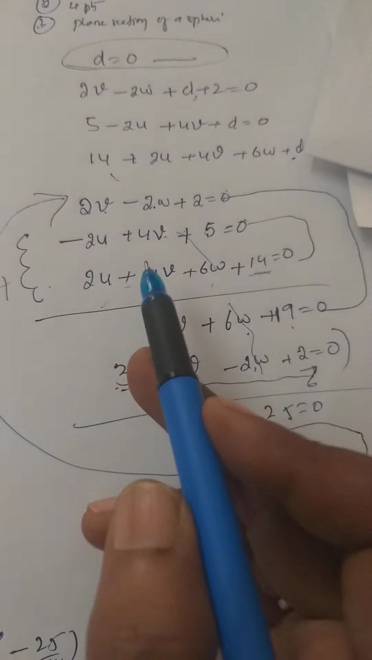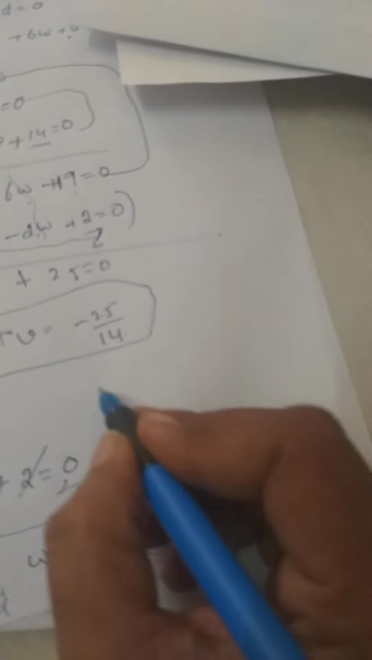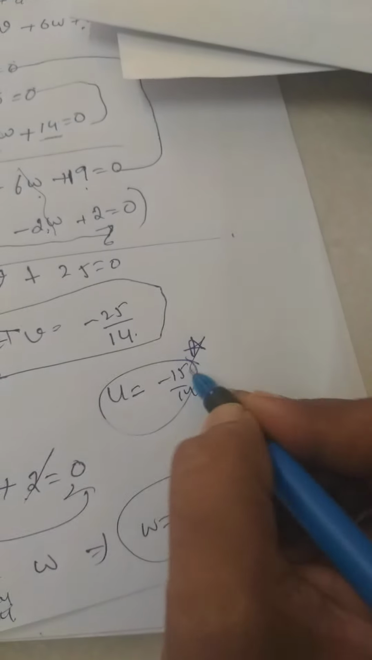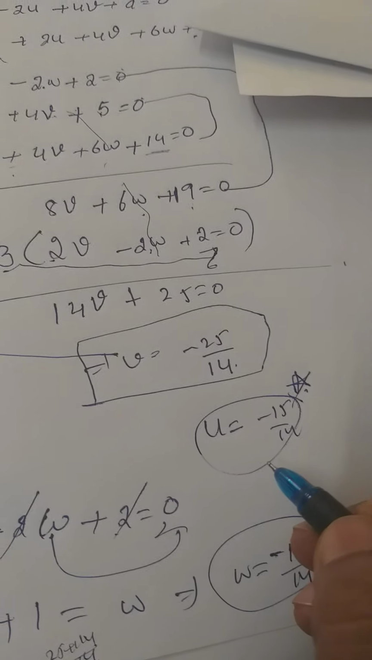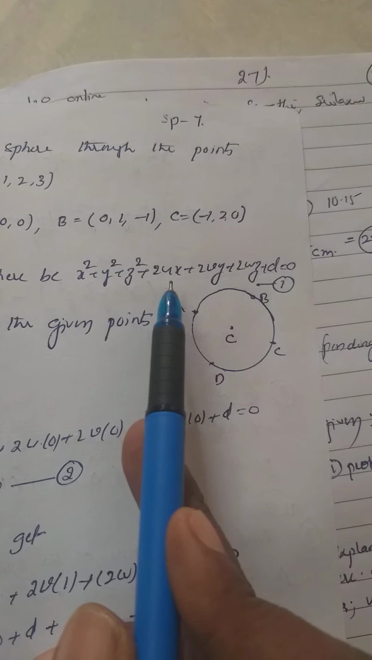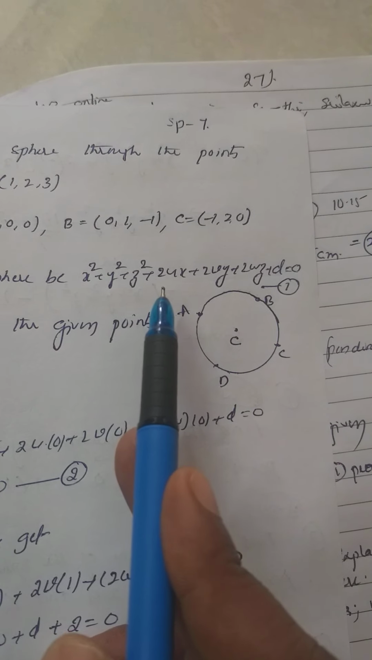Substitute the v and w values in this equation or in this equation. You will get the u value is equal to minus 15 by 14. Substitute these values in the general equation of a sphere. We will get the required equation of the sphere.